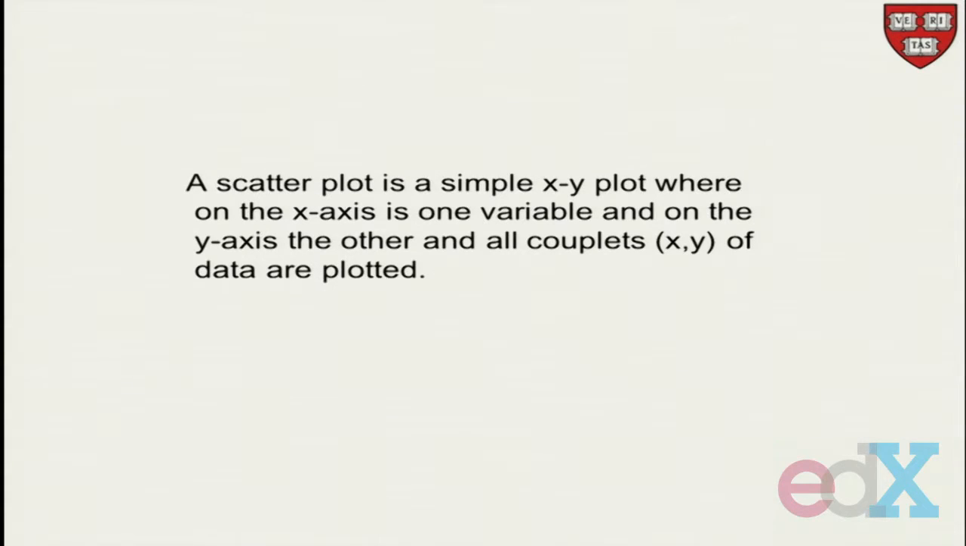So a scatter plot, here's a formal definition. A scatter plot is a simple XY plot where on the x-axis is one variable and on the y-axis the other variable. So, for example, if you're going to measure on each patient or each person an x and a y, then you look at the couplet xy and you plot it. And that's a scatter plot.